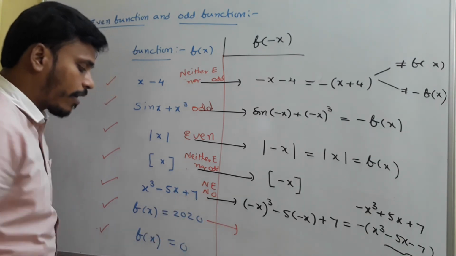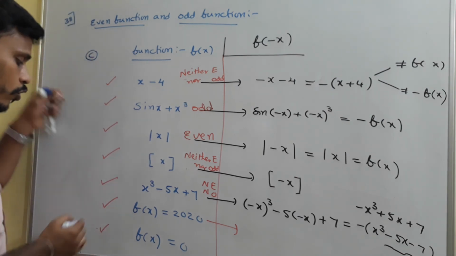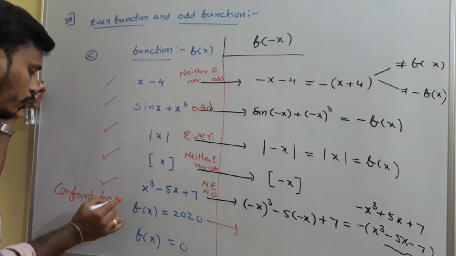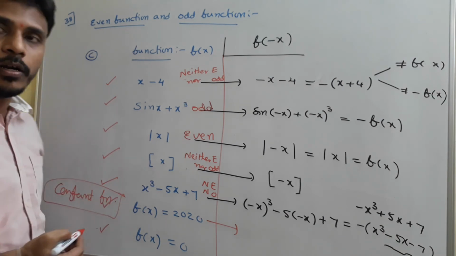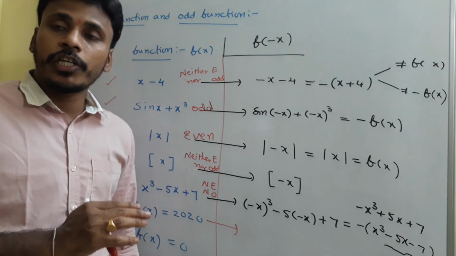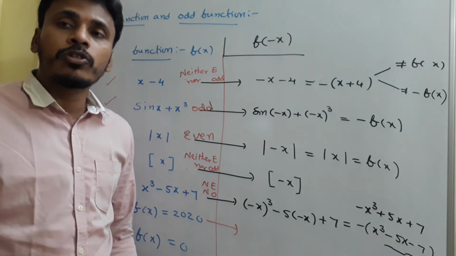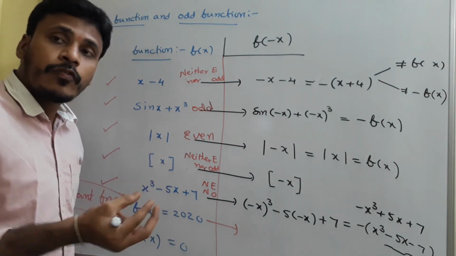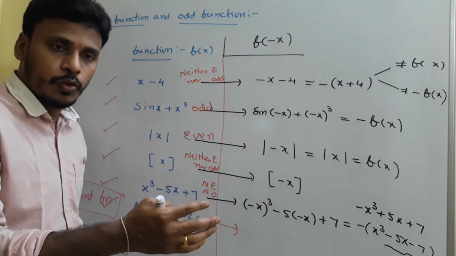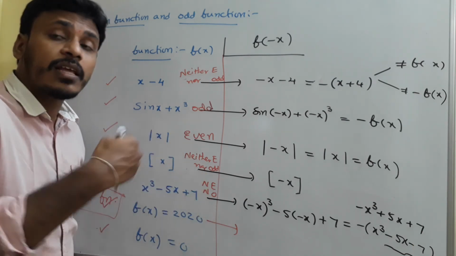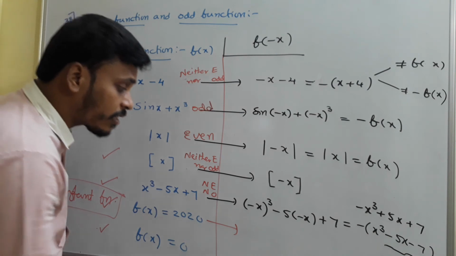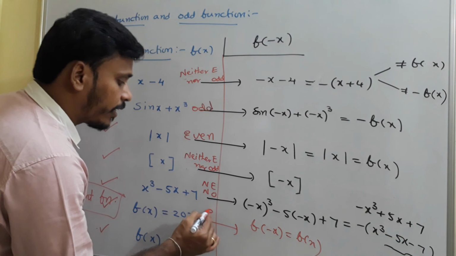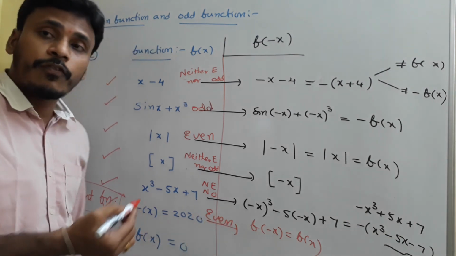Then we need to think about f of x equals 2020. So f of x equals 2020 is a constant function. We need to check whether this constant function is even or odd. A constant function means that irrespective of your input, the output is always the same constant. Here in particular it is 2020. If your input is x, the output is 2020. If your input is minus x, still the output is 2020. It is very clear that f of minus x is equal to f of x, and we say it is an even function. So the constant function is even.